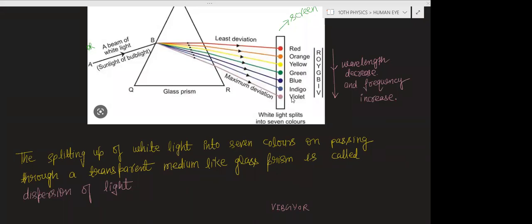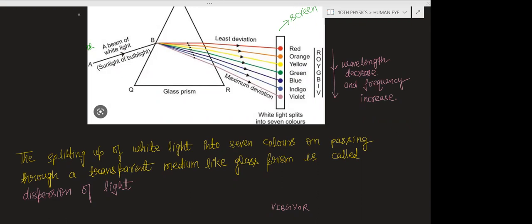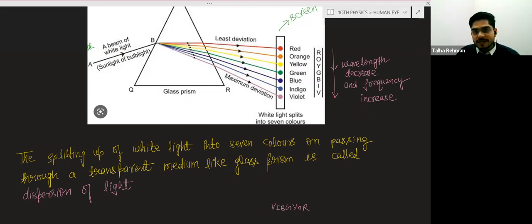See here, wavelength is decreasing when you are moving from here to here. So the red color will have the maximum wavelength. Remember these points. And the violet color has the maximum frequency and minimum wavelength.